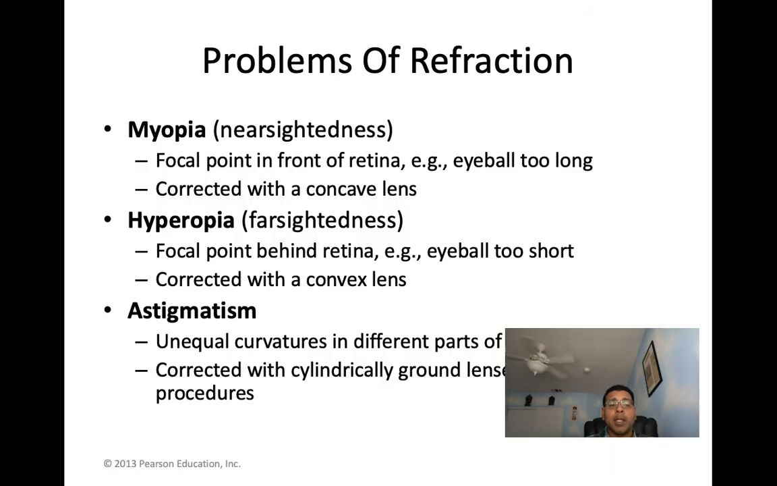And then last we have astigmatism. Astigmatism is unequal curvatures in different parts of the cornea or the lens. It's corrected with cylindrically ground lenses or laser procedures.